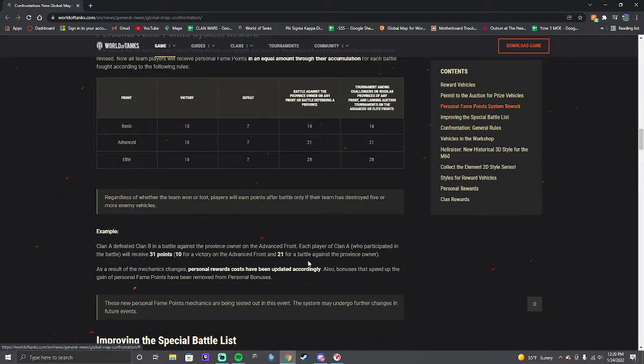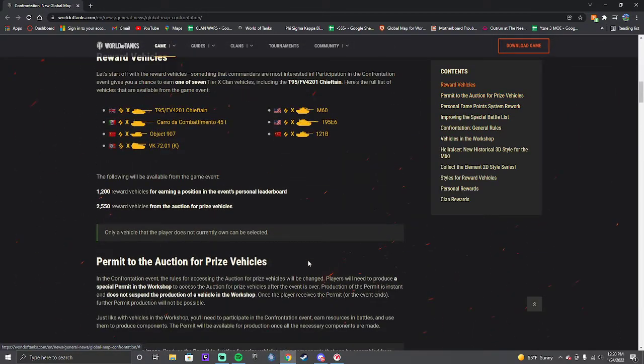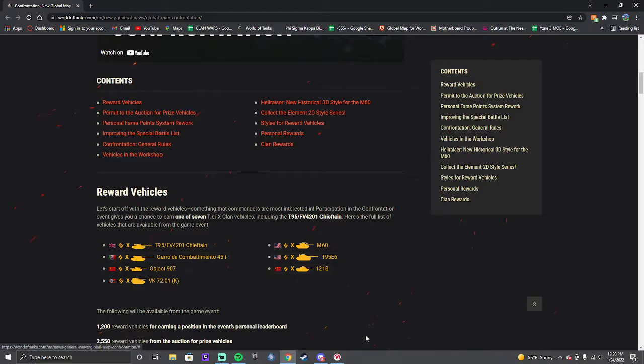You also got to remember that not everybody's going to go for the chieftain when they do this. Like, people who don't have the Karo are going to get the Karo. People who already have chieftains, if they don't have Karo, 907, VKK, 121, BM60, and T95E6, they're still going to bid. And they're going to bid a lot just for these Clan War stakes. So that's just something to look out for.